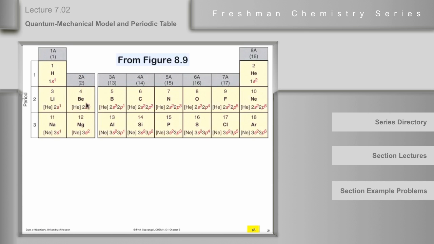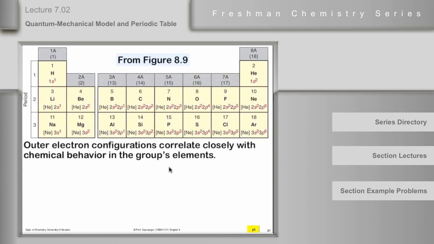If we look at group 2A, they're s2. If we look at group 7A, they're s2p5. 2s2, 2p5, 3s2, 3p5. That's the way the table is arranged. So we can take advantage of that, and I'll be showing you how to do that today. The outer electron configurations then correlate closely with the chemical behavior in any one of the vertical group's elements. Remember, groups, periods.